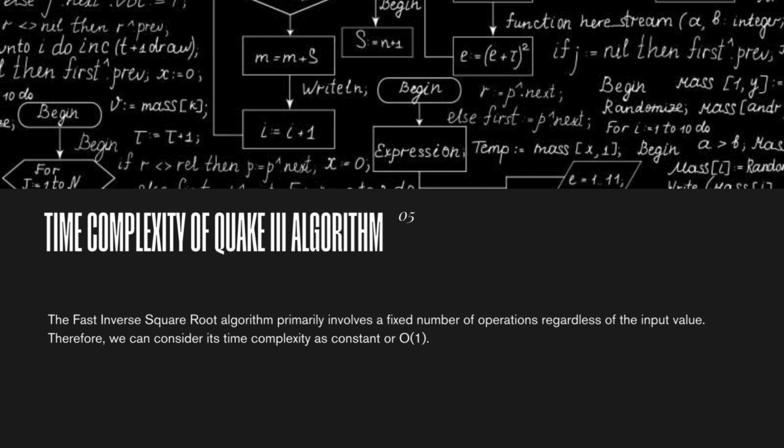Breaking down the algorithm further and calculating its time complexity, as shown in the algorithm, the fast inverse square root algorithm primarily involves a fixed number of operations regardless of the input value. Therefore, we can consider the time complexity as constant, or O(1).